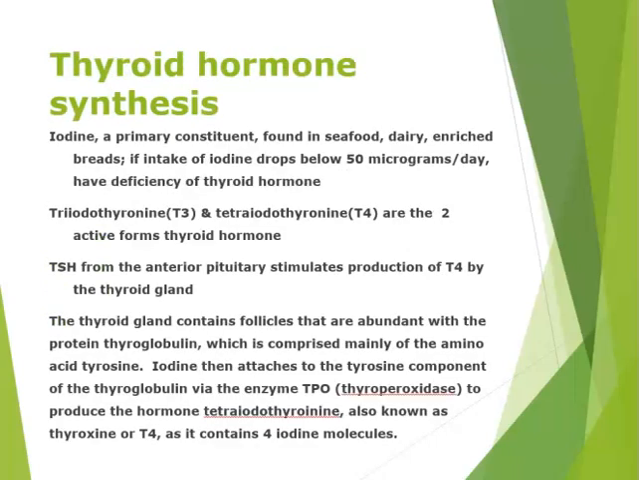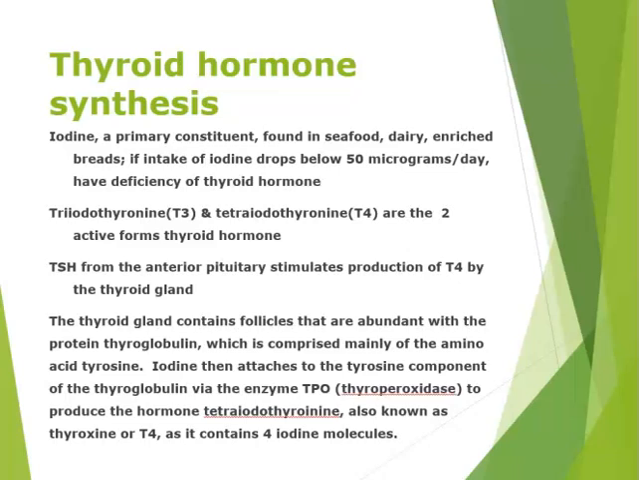Now let's talk about thyroid hormone synthesis. Iodine is a primary constituent found in seafood, dairy, and enriched breads. If intake of iodine drops below 50 milligrams per day, you may have a deficiency of thyroid hormone. Triiodothyronine, T3, and tetraiodothyronine, T4, are two active forms of the thyroid hormone. And TSH, our thyroid stimulating hormone from the anterior pituitary, stimulates the production of T4 by the thyroid gland.